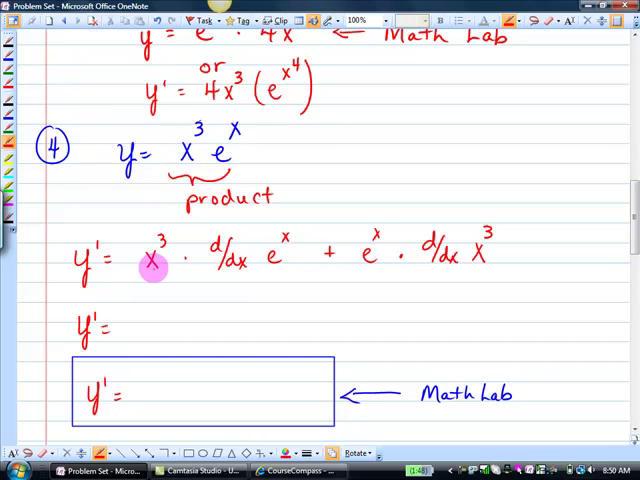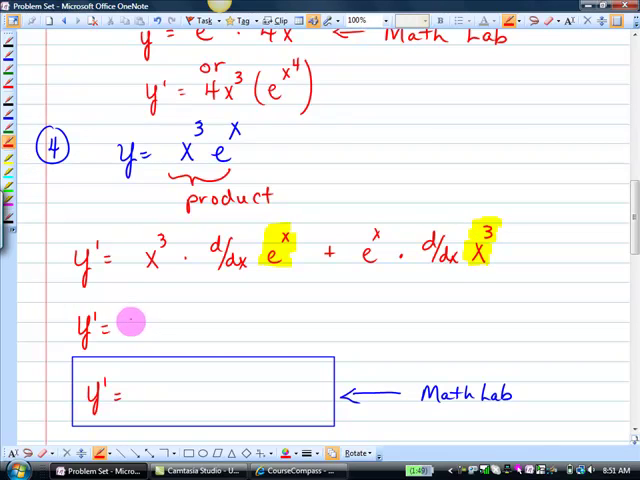I've written that out. It's x cubed times the derivative of e to the x plus e to the x times the derivative of x cubed. So you're only taking the derivative here, and here. Okay? So those are the only two places you're actually taking the derivative.